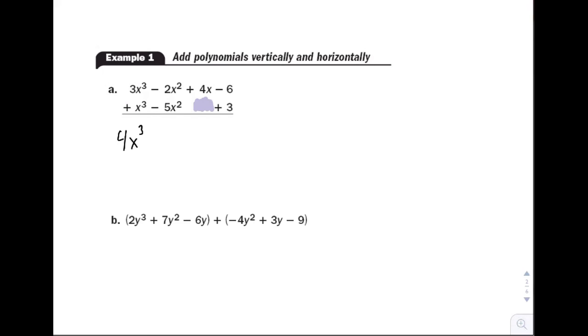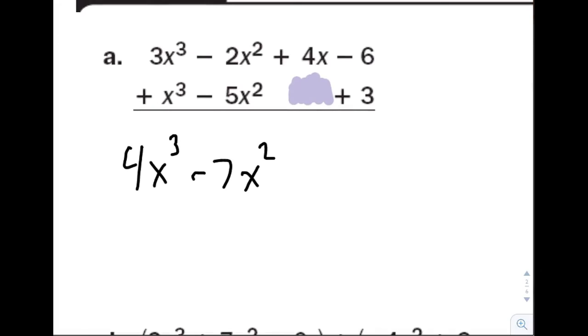Now remember, we are dealing with exponents here. When you add terms, the exponents don't change. A -2 and a -5 make -7x squared. There is nothing to add to that 4x, so we just leave this as 4x, and then of course, -6 plus 3 is going to be -3. So that's nice, and this one was already set up for us. Just remember, when you do set it up, line up the correct terms.